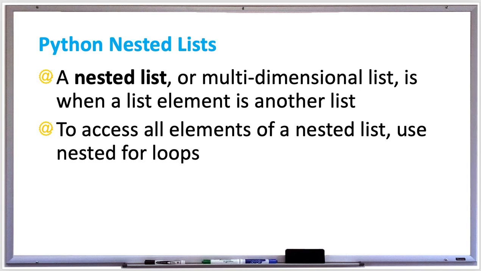In Python, a nested list, also called a multi-dimensional list, is when a list element is also another list. And we can access all the elements of a nested list by using nested for loops. Let's take a look at an example of a nested list and also iterate through it using nested for loops.